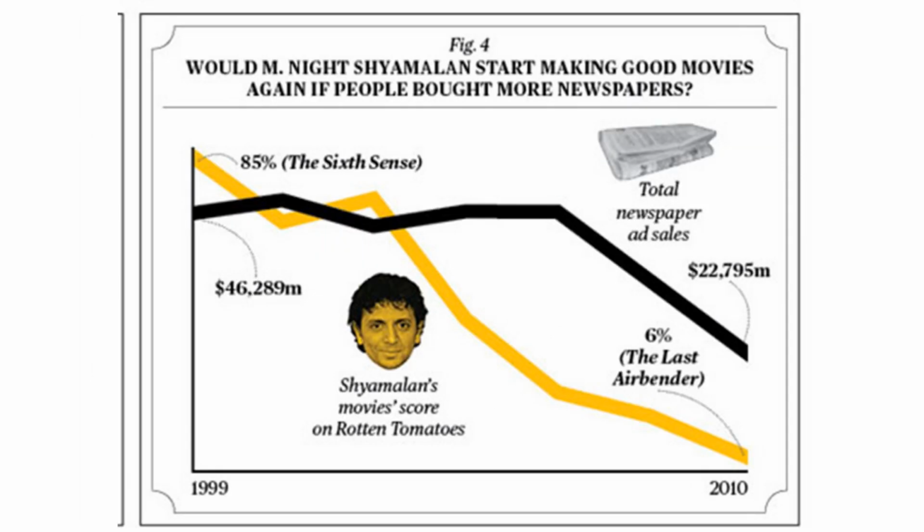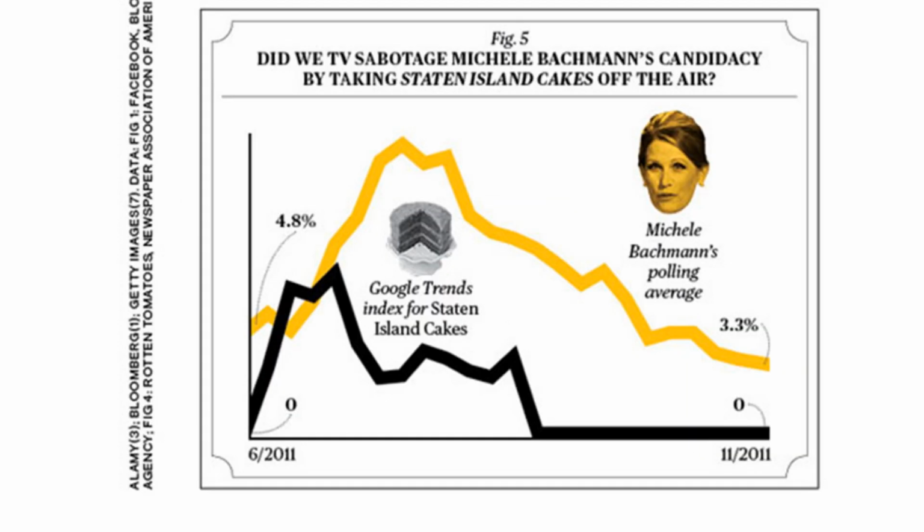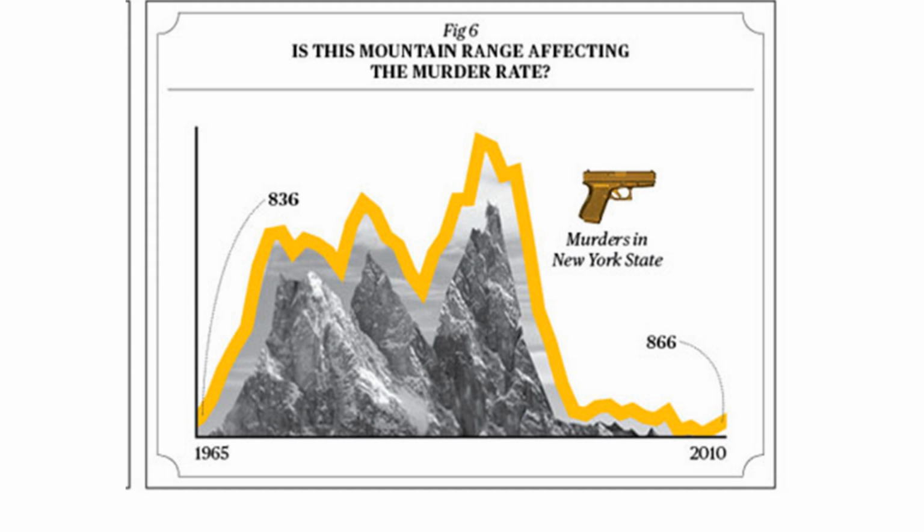A coincidental correlation also exists between M. Night Shyamalan's movie score and the total newspaper ad sales. A coincidental correlation also exists between Michelle Bachmann's 2016 polling average and ratings for the show Staten Island Cakes. Finally, a coincidental correlation exists between this mountain range and the murder rate in New York.